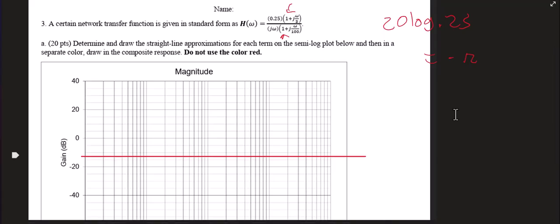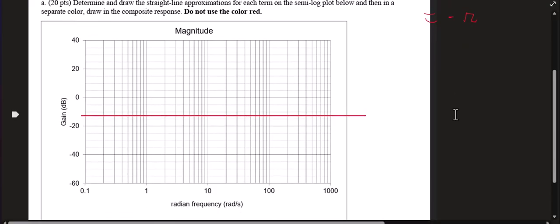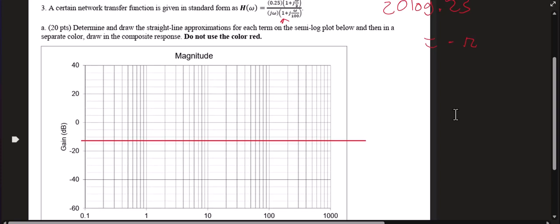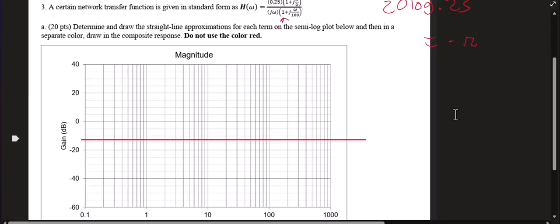I always do my things through the origin next because the things through the origin are where I end up having problems, because everything else is 0 until the corner frequency. So I have a pole through the origin. Things through the origin go through 1. If they're zeros, they have positive slopes. If they're poles, they have negative slopes.